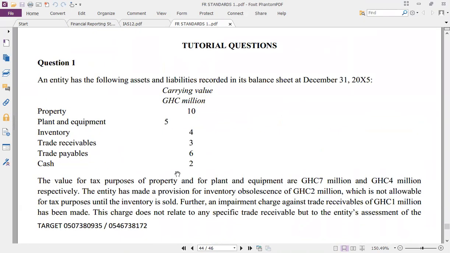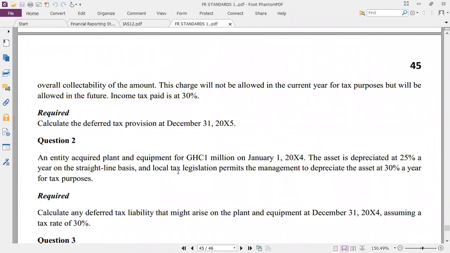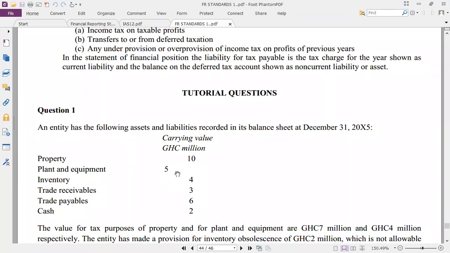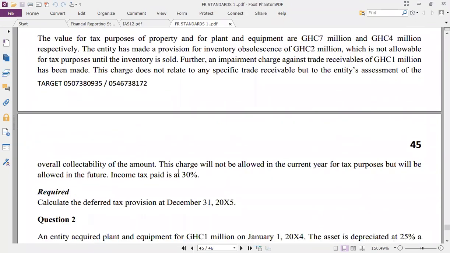Now we can go to tutorial questions. So I'll start solving this particular question. This is tutorial question 1. So let's look at tutorial question 1. What's the requirement? Calculate the deferred tax provision as at 31st December 2015. You are just looking for the closing balance. So it means that we have to get the temporary difference and multiply by what? The tax rate. Look at how we will solve this. We've now started the real questions.